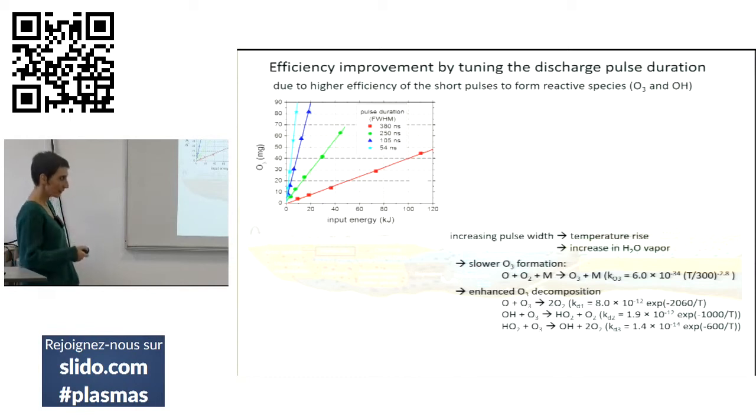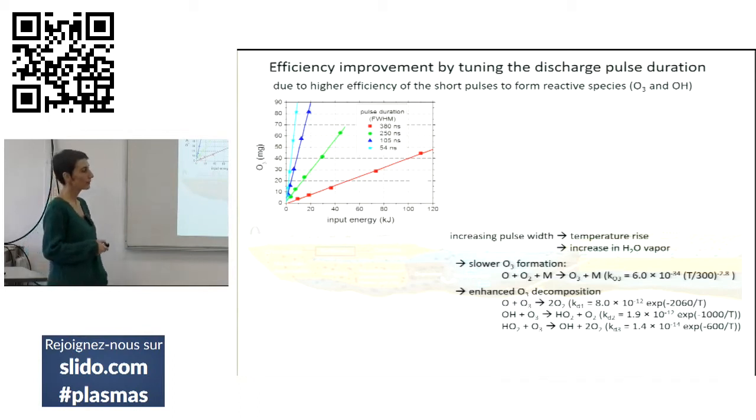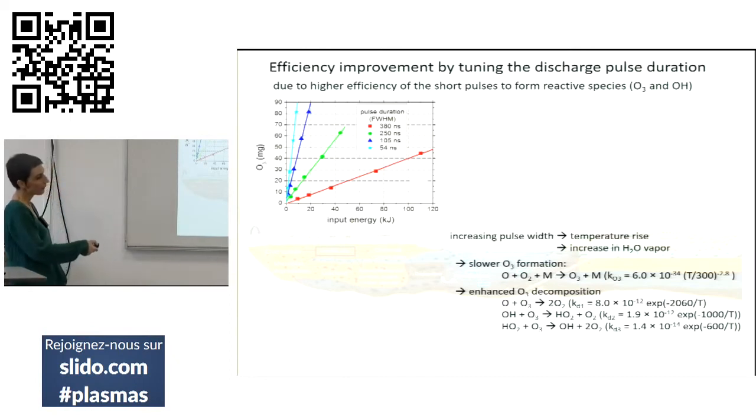With increasing pulse widths, there is a temperature rise, and this explains the slower ozone formation, because ozone is formed by this reaction and the reaction rate constant depends on temperature in this way. And then with the temperature rise, there is also an enhanced ozone decomposition by various reactions, for instance, with atomic oxygen, with OH, with HO2. All of them depend on temperature and are favored at higher temperatures.